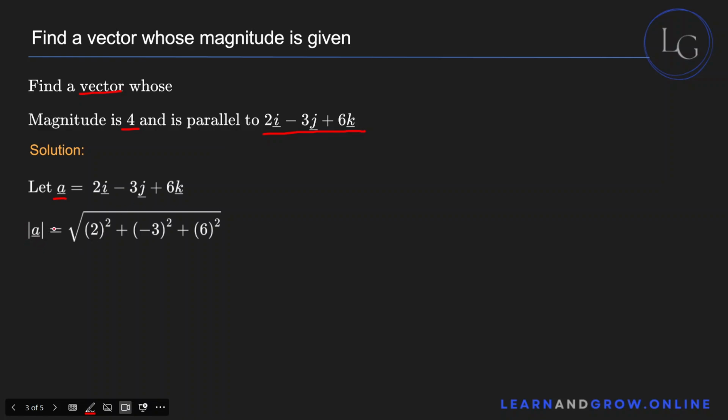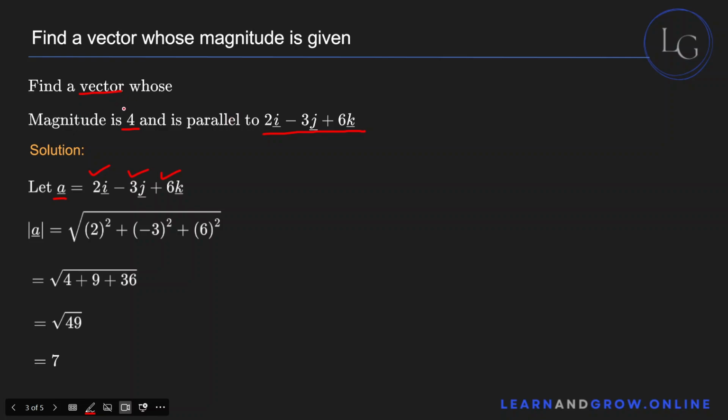And let's find the magnitude of A. Obviously, the magnitude of A is basically the sum of the squares of these terms, whole under root. So you get under root 49, which is equal to 7. So that's the magnitude of the vector that is parallel to the vector we actually have to find.